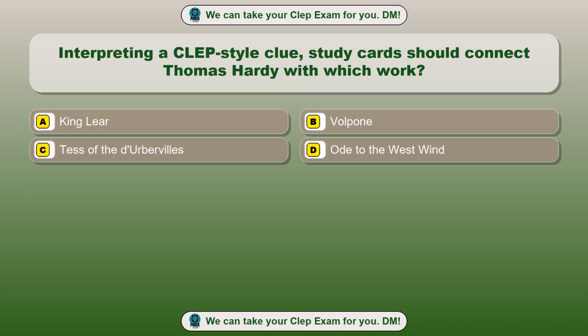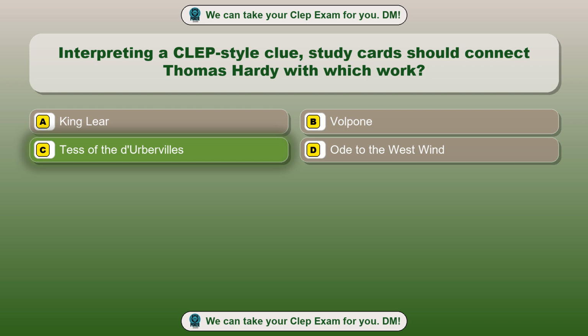Question 6. Interpreting a CLEP-style clue, study cards should connect Thomas Hardy with which work? Option A. King Lear. Option B. Volpone. Option C. Tess of the D'Urbervilles. Option D. Ode to the West Wind. The correct answer is option C.